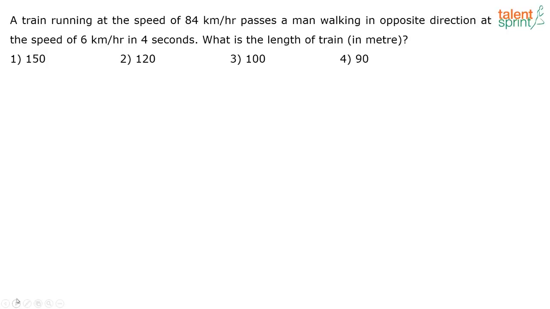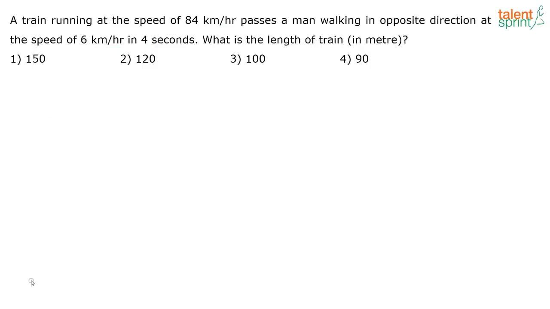Next one. A train is running at a speed of 84 kilometers per hour, passes a man walking in opposite direction at a speed of 6 kilometers per hour in 4 seconds. What is the length of the train? So in meter. So always remember, when you have questions on time, speed and distance, look at the units. Here speed is given in terms of kilometers per hour and time is given in terms of seconds, and you need the answers in terms of meters.